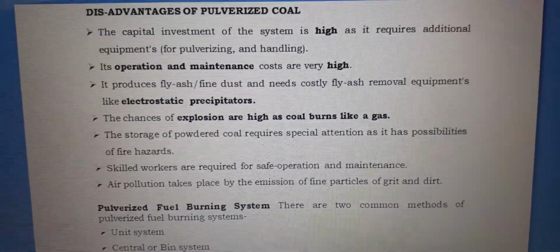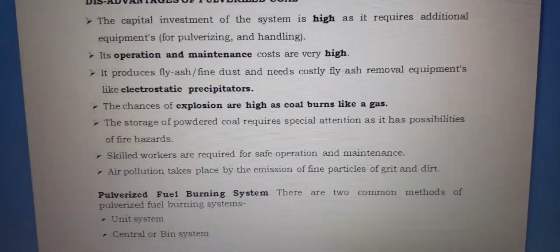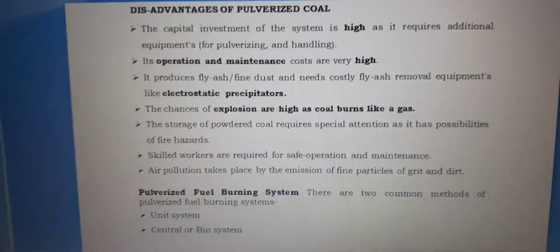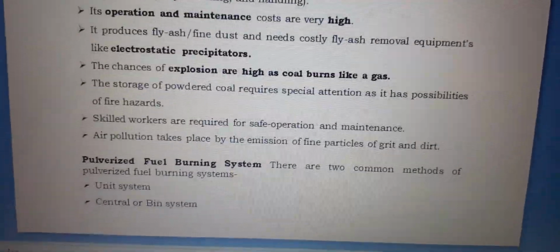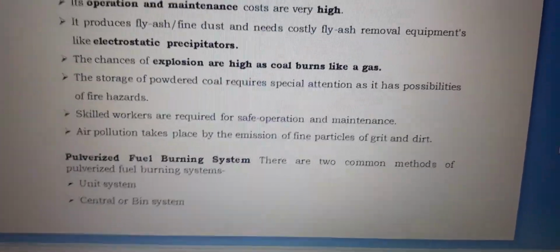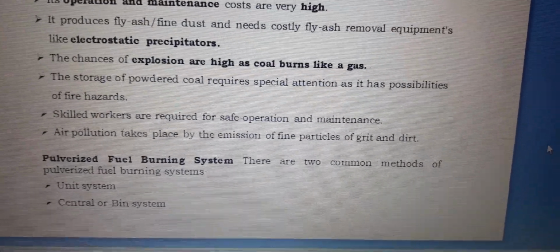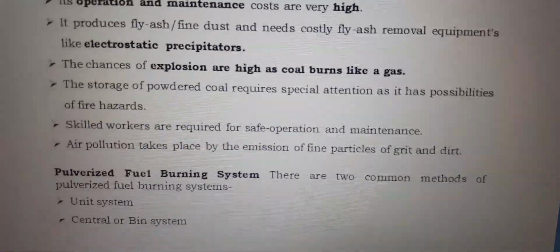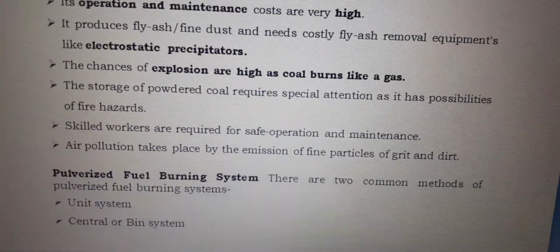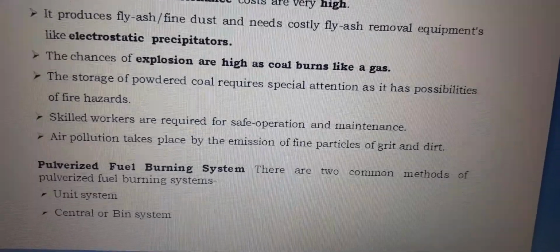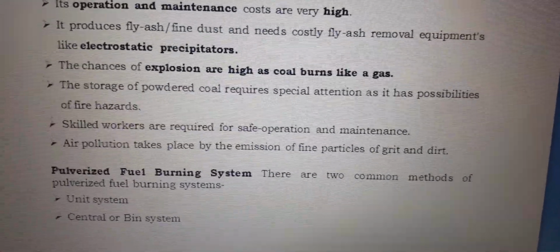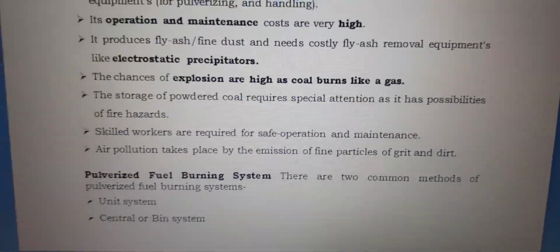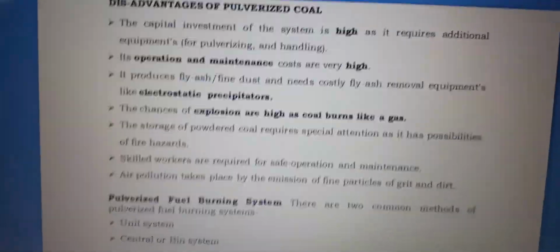It produces fly ash and fine dust, and needs costly fly ash removal equipment like electrostatic precipitators. The chances of explosion are high as coal burns like a gas. The storage of powdered coal requires special attention as it has possibilities of fire hazards. Skilled workers are required for safe operation and maintenance.